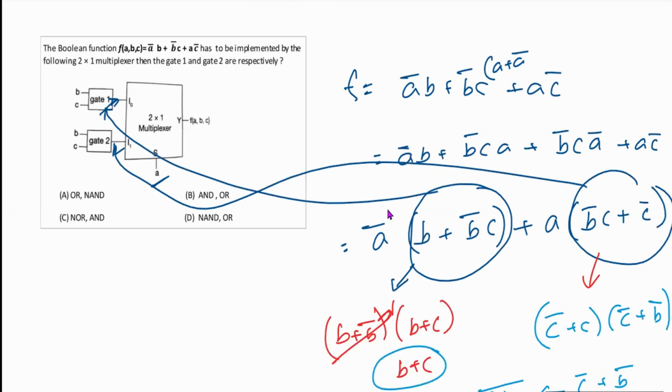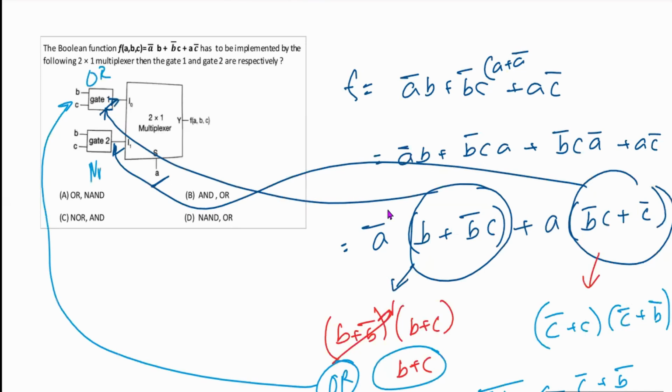This is my OR gate. So this OR gate is basically at the I0 point. At the input side I'm having B and C, I want B plus C, that is the OR gate, and C dot B bar, that is nothing but my NAND gate. So this is the OR gate, this is the NAND gate. Gate 1 is OR and gate 2 is NAND. So option number A is the correct one.